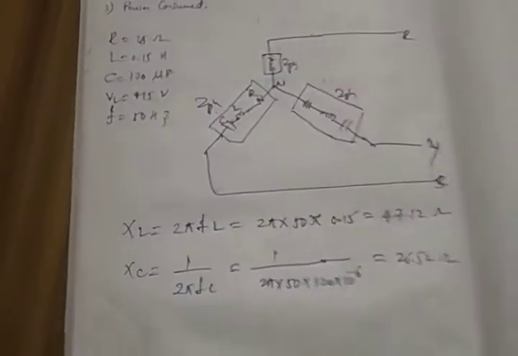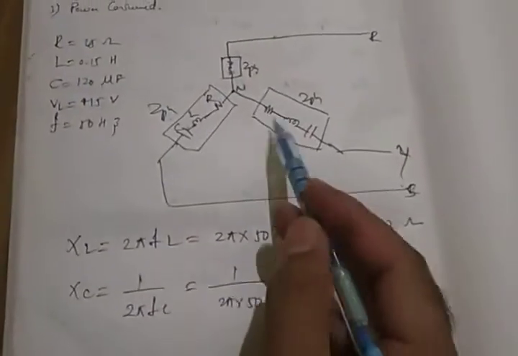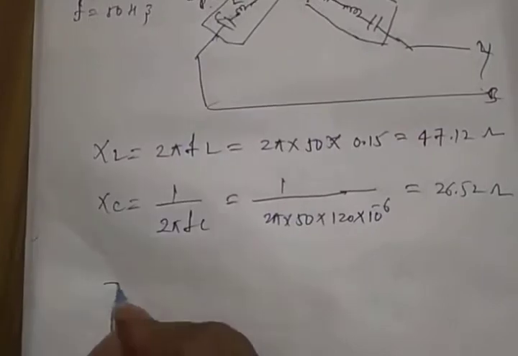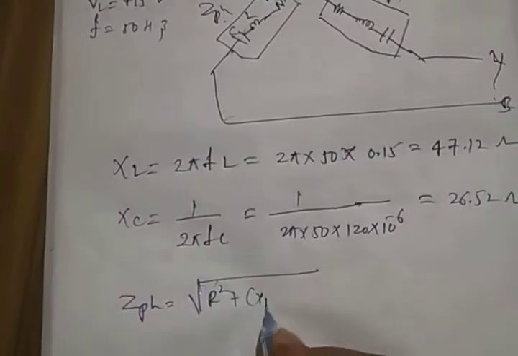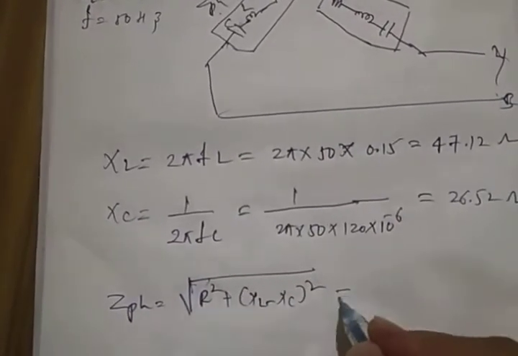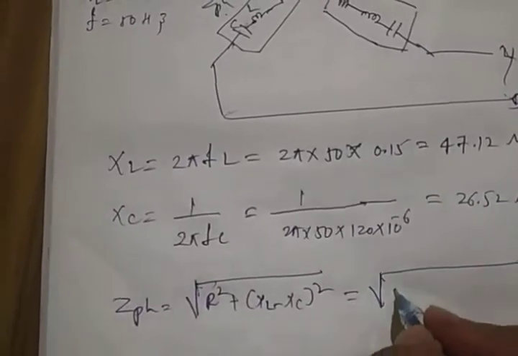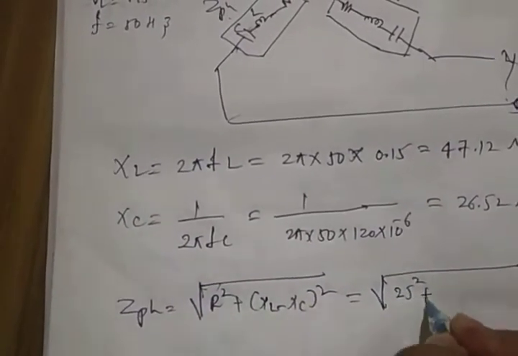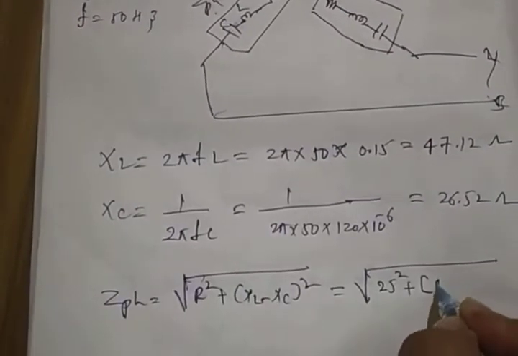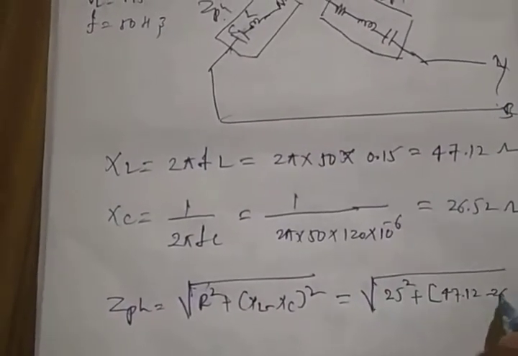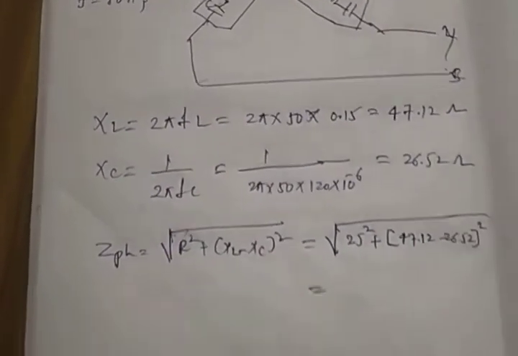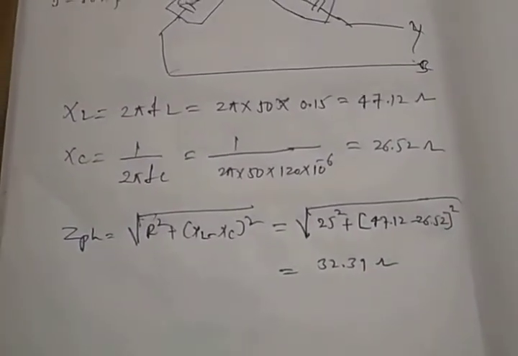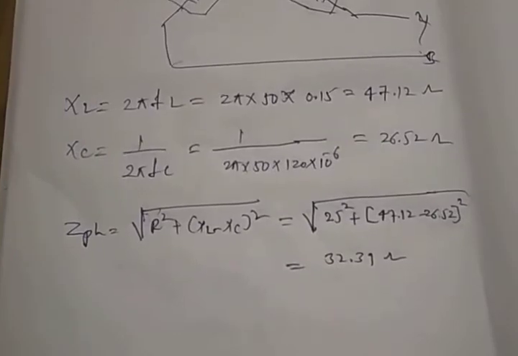is 26.52 ohm. Now the impedance per phase: ZPH is equal to the square root of R square plus (XL minus XC) whole square is the formula. Substituting the values, R is 25 ohm, so 25 square plus (47.12 minus 26.52) whole square. You will get impedance per phase equal to 32.39 ohm. Now we will take the first case, the star connected load.